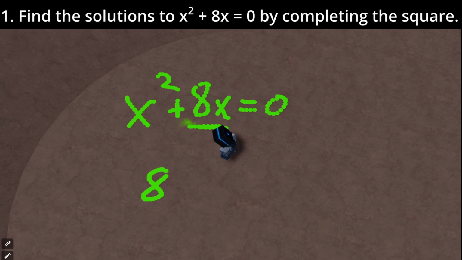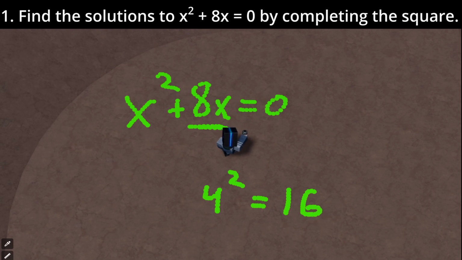And now there's two steps you need to do to complete the square. The first step is divide the number by 2. 8 divided by 2 is equal to 4. Then the next step is you have to square that number. So now you have 4 squared, and that's equal to 16. And this is the number you're going to use to complete the square. So all you need to do is add this number to both sides.